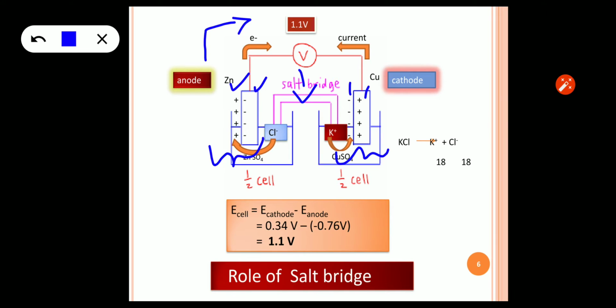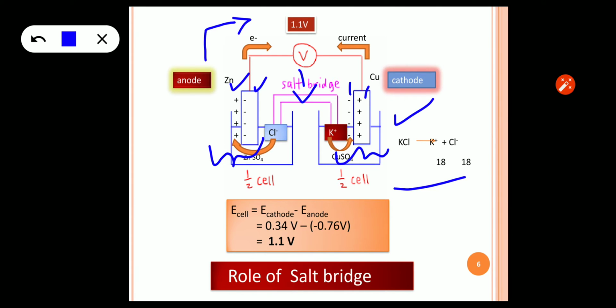The salt bridge contains the salt KCl, an inert electrolyte. So why is KCl taken as an inert electrolyte? Because KCl does not interfere with the net cell reaction, and it will not chemically react with the electrolyte. The same is true for ammonium chloride and KNO3 salt; any one of the salts can be taken here. I am taking KCl as an example.